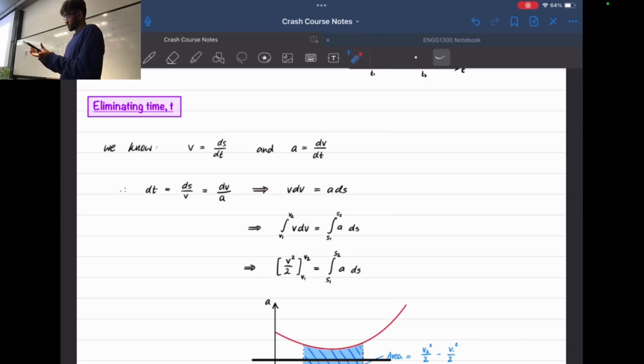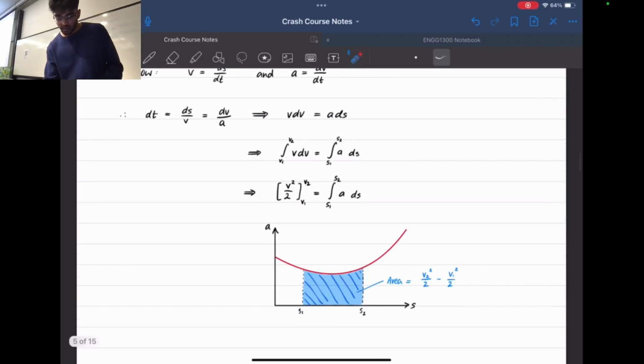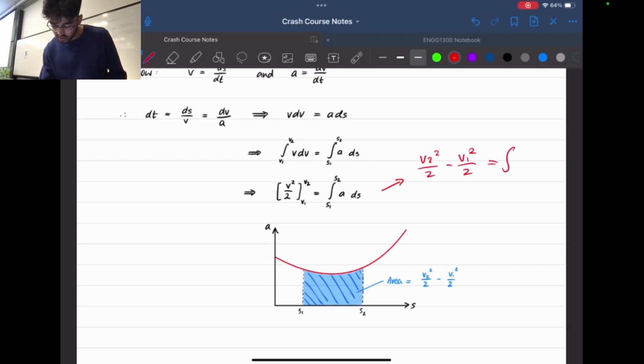Since they're equal to each other, we can just say that v dv is equal to a ds. Integrating both sides, on the left side it will be v dv, on the right side we're taking acceleration with respect to displacement. What that gives us, I'll break this down a bit further, is that v2 squared over 2 minus v1 squared over 2 is equal to the integral from s1 to s2 of a ds.